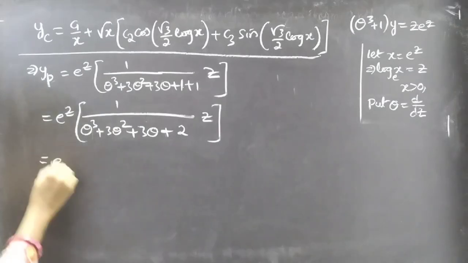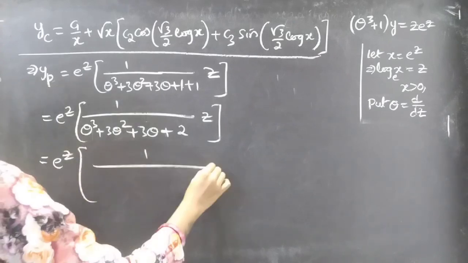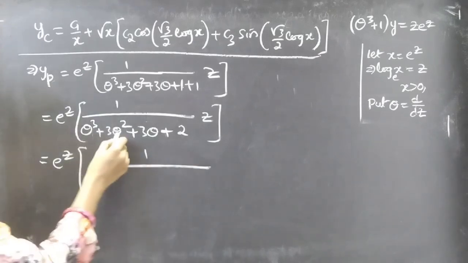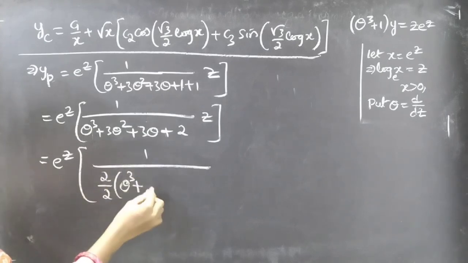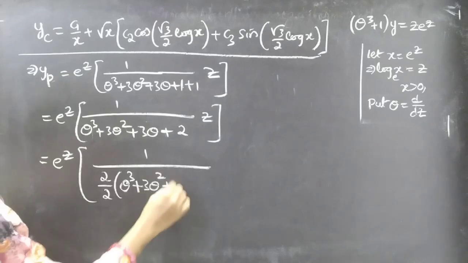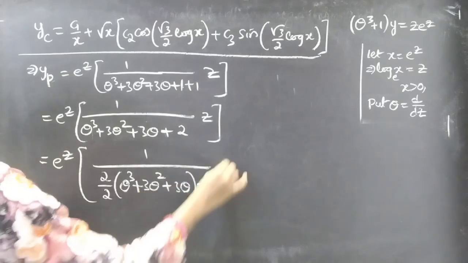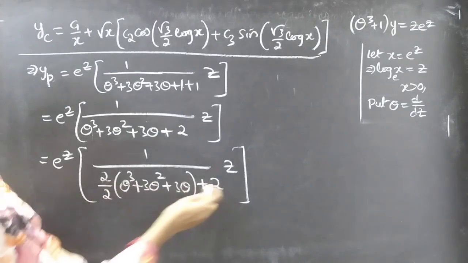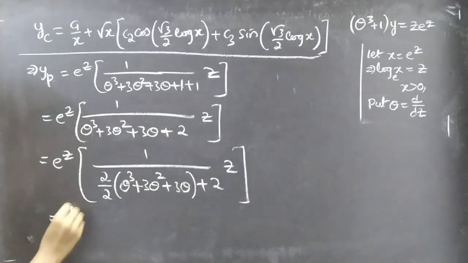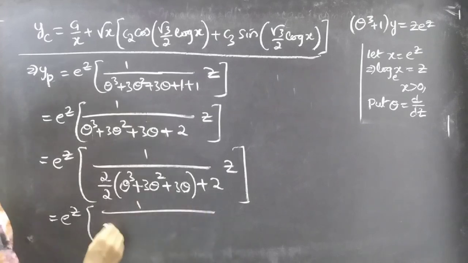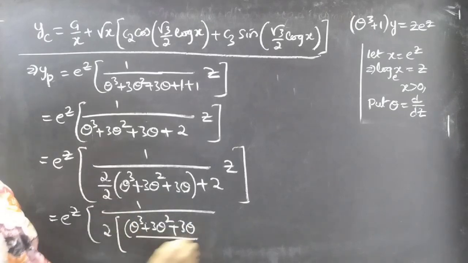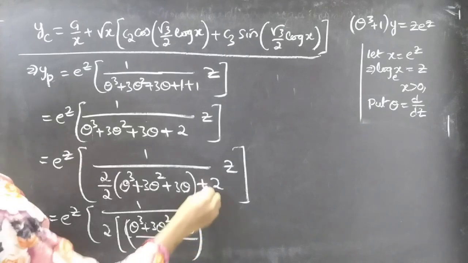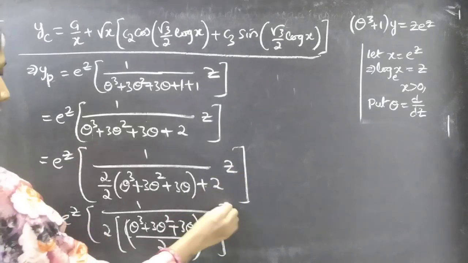This becomes e power z into 1 by, now multiply 2 to the first 3 terms, multiply and divide 2. 2 by 2 into theta square plus 3 theta square plus 3 theta plus 2 into z. Now take 2 common from these terms, we'll get e power z into 1 by 2 times theta cube plus 3 theta square plus 3 theta by 2 plus 1 into z.